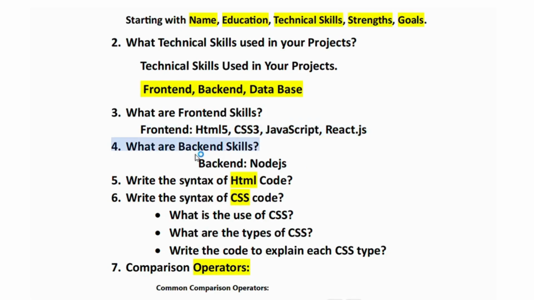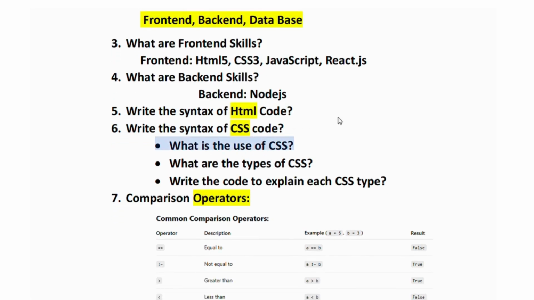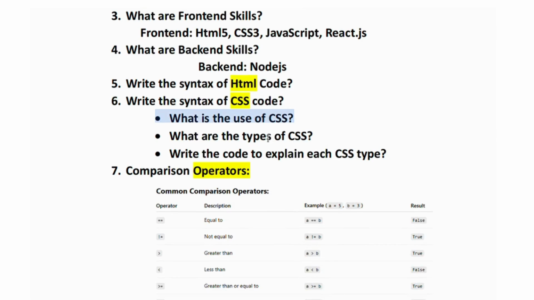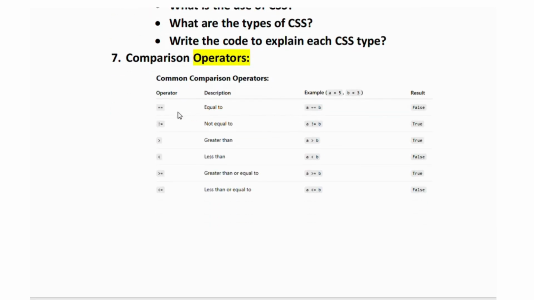When it comes to backend, the main focus is on backend skills, that is Node.js, the syntax of HTML code, and the syntax of CSS code. For CSS, they mainly focus on what is the use of CSS, what are the types of CSS, and write code to explain each CSS type. Next come the comparison operators. The most common comparison operators are equals to, not equals to, greater than, less than, greater than or equals to, and less than or equals to.